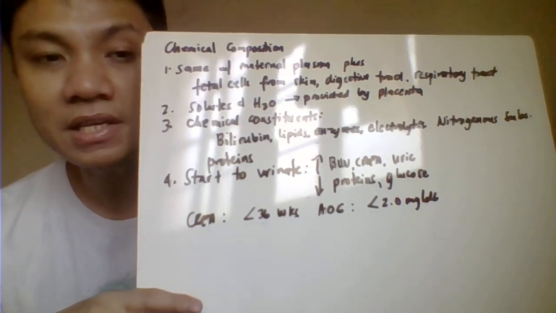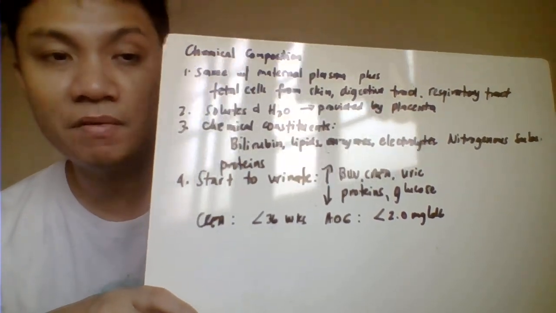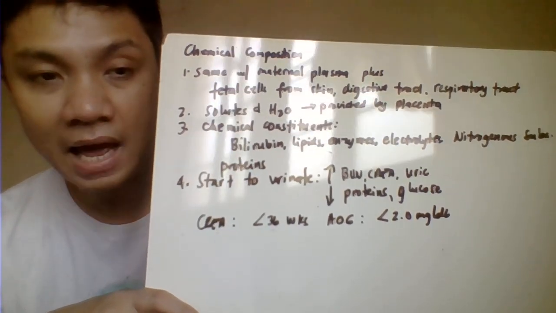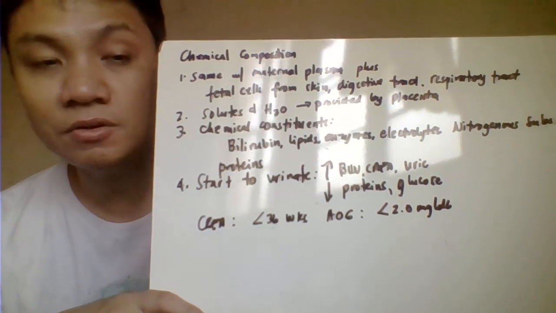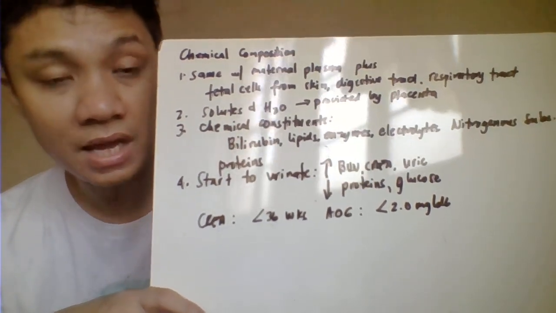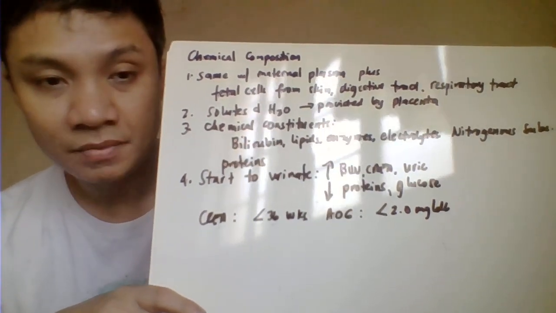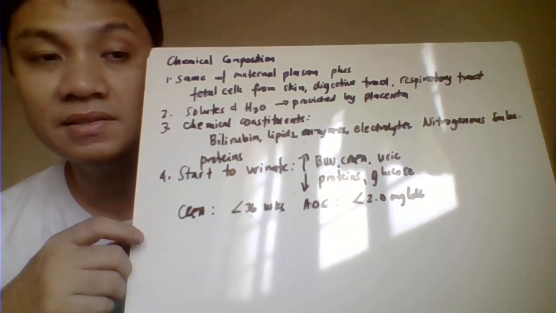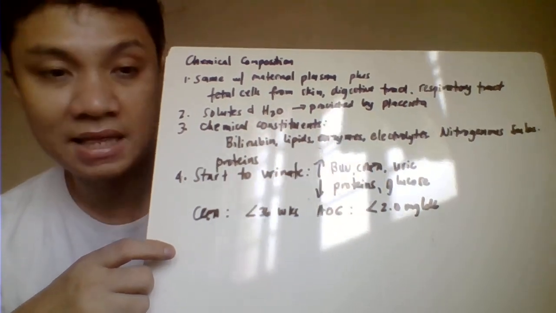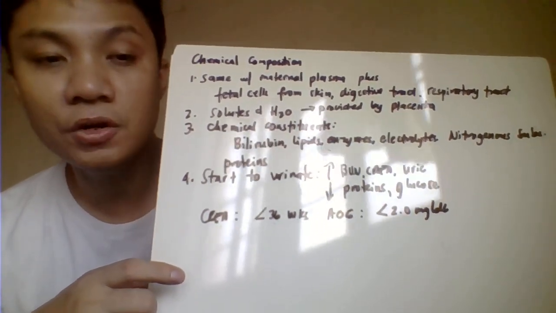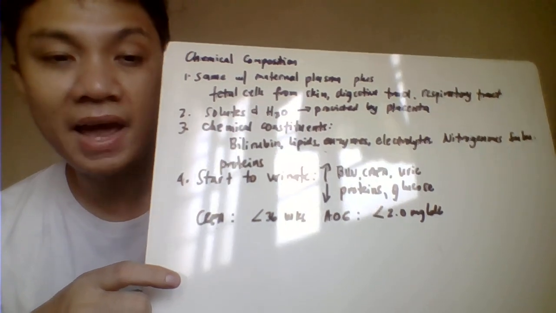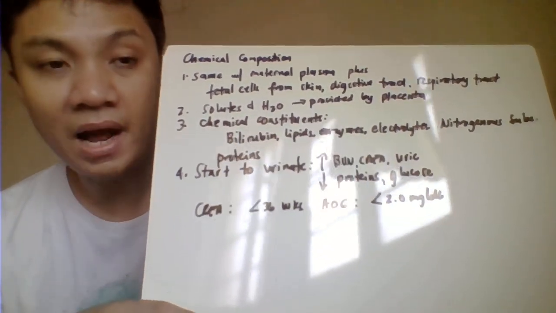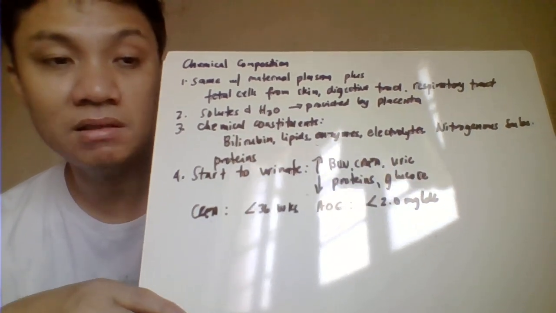For the chemical constituents of your amniotic fluids is made up of your bilirubin, you also have here the lipids, enzymes, electrolytes, your nitrogen substances or your BUN, blood urea nitrogen, and we have also here your proteins. However, the composition of amniotic fluid tries to change here as soon as the baby started to urinate. So as soon as baby started to urinate, the level of the BUN, creatinine, and uric acid, which are the kidney function tests, try to increase, whereas the glucose and protein try to decrease.